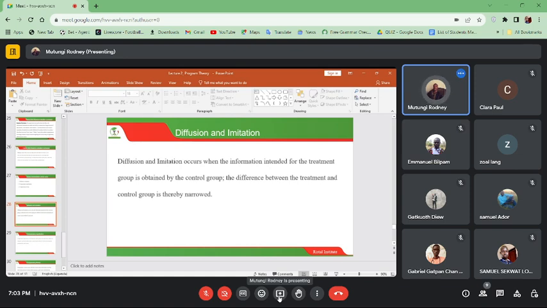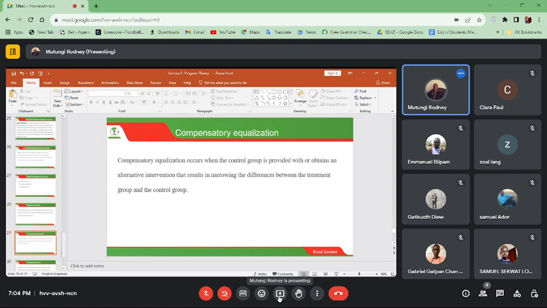Okay, so that difference will be narrowed, is what we are trying to say in diffusion and imitation. Then compensatory equalization occurs when the control group obtains an alternative intervention that results in narrowing the differences. So it's basically almost the same as the other one.